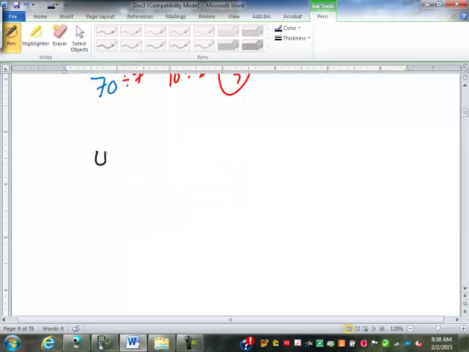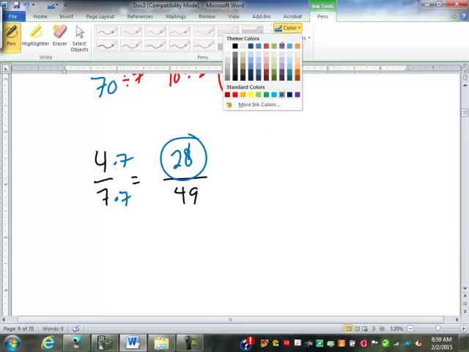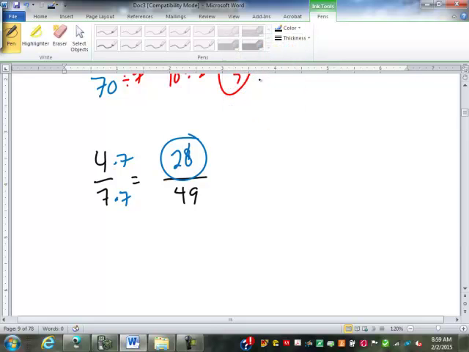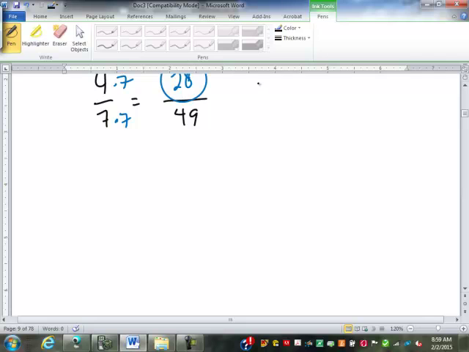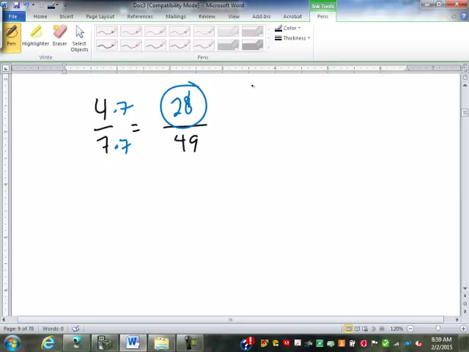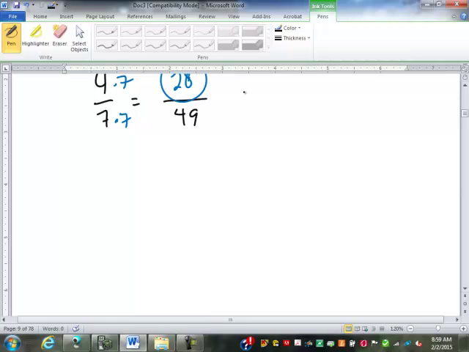How about this? 4/7, I want to turn it into 49ths. What do I multiply the 7 by? 7. So this is going to be 28, because 4 times 7 is 28. Perfect. Yeah, that's what we started with, yes.